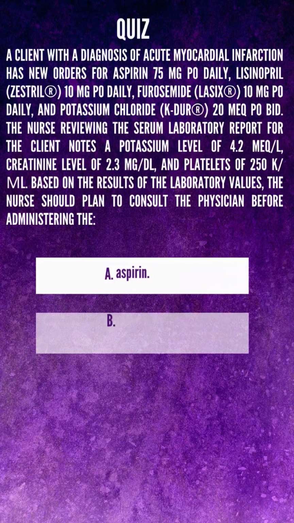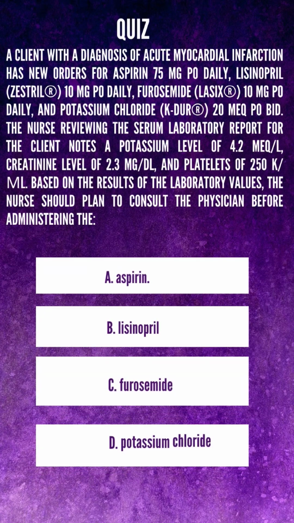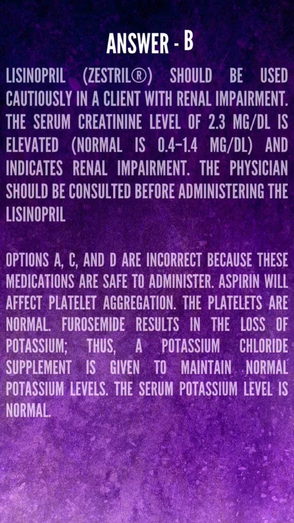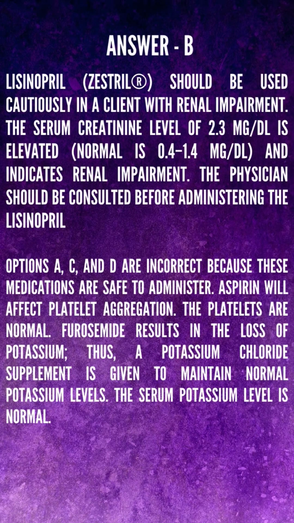A client is diagnosed with acute MI and is on aspirin, lisinopril, furosemide and potassium chloride. The client underwent some lab investigations and the values are potassium 4.2 milliequivalent per liter, creatinine 2.3 mg per dl, platelet 250 K per ml. Based on the results, the nurse should plan to consult the physician before administering option A, aspirin, option B, lisinopril, option C, furosemide and option D, potassium chloride. So the correct answer is option B.